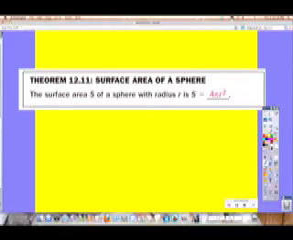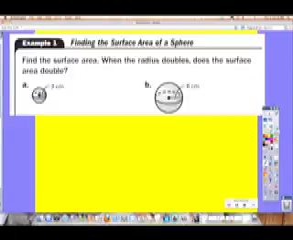So it says, find the surface area, but then it has a follow-up question. When the radius doubles, does the surface area double? Here's why I had you put a huge star by it. Every year I've taught geometry, this question has been on the geometry CRT. Every single year, about 50% of my students get it right. Let me show you why.